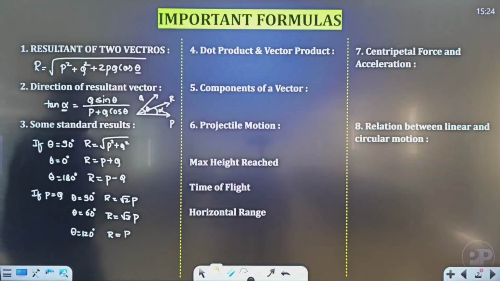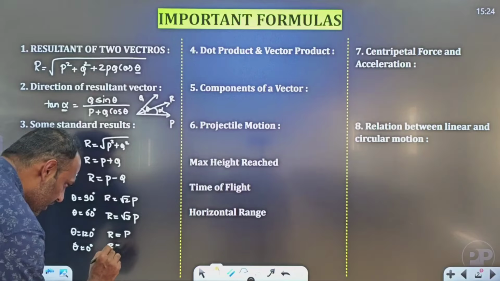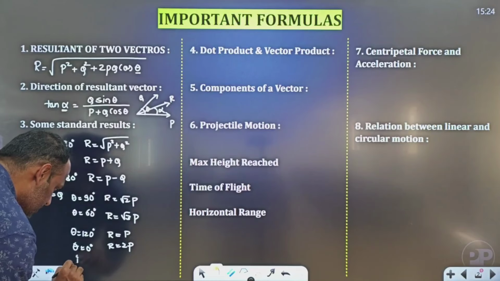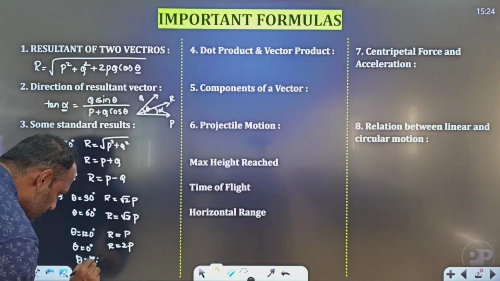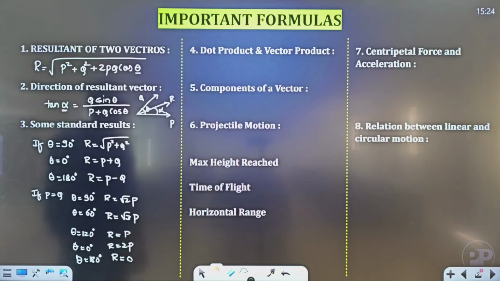Any one of the vectors, when equal. If angle between them is 0 degree, resultant will be equal to 2P. If angle between them is 180 degree, in opposite direction, resultant will be 0. They will get cancelled and resultant will become 0.